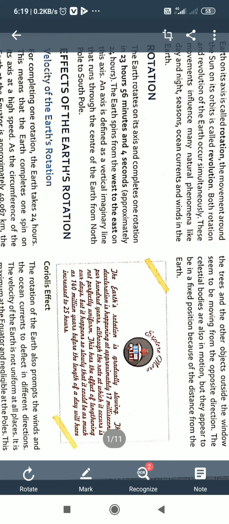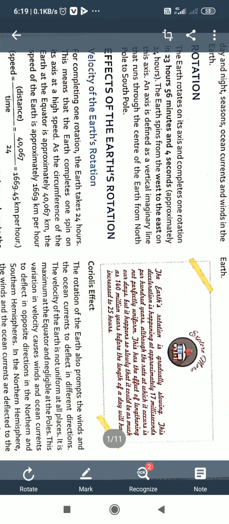Now students, I am going to tell about effects of the earth's rotation. The first, velocity of the earth's rotation. For completing one rotation, earth takes 24 hours. This makes the earth complete one spin on its axis at a high speed.